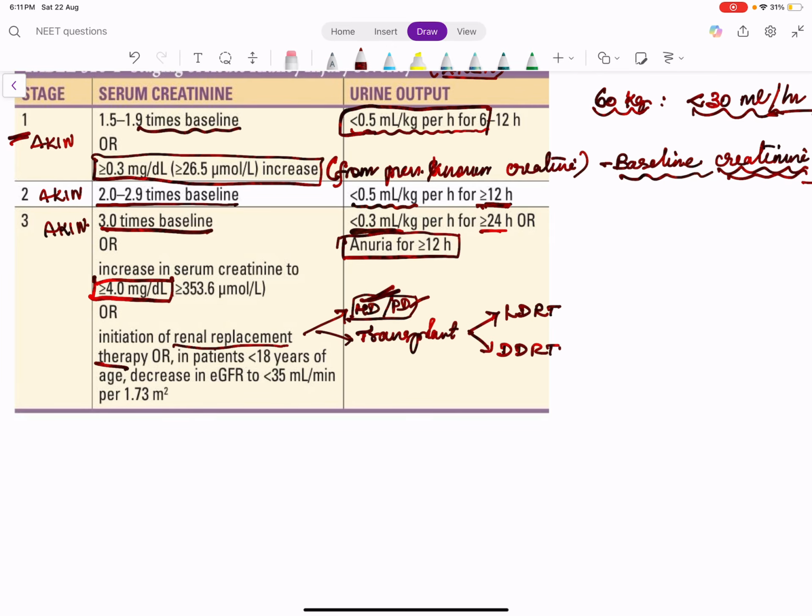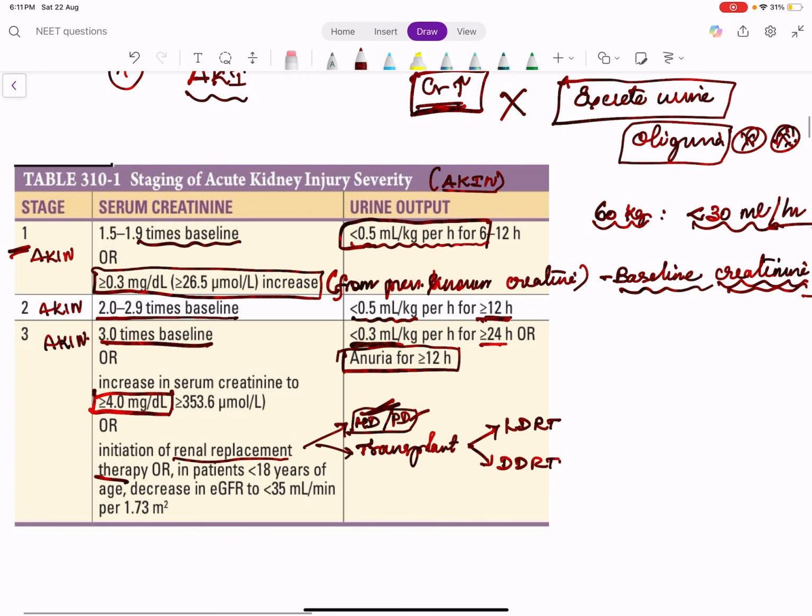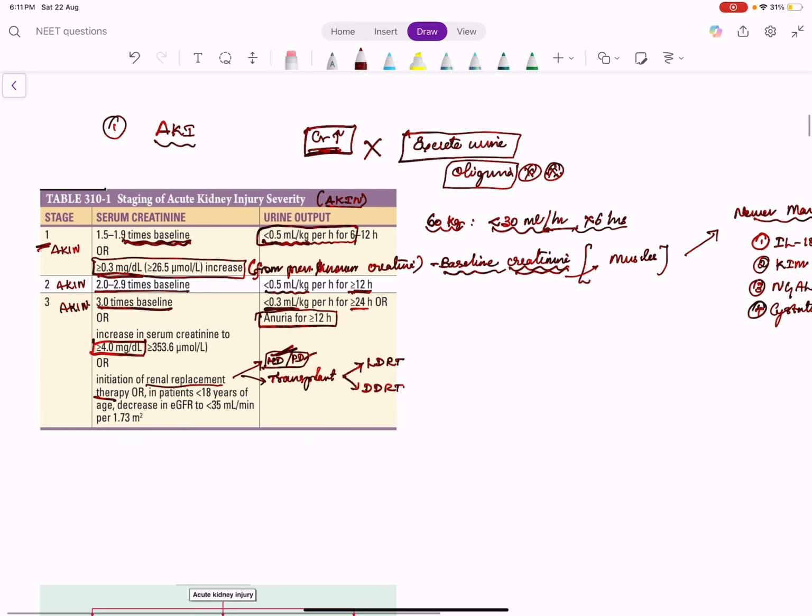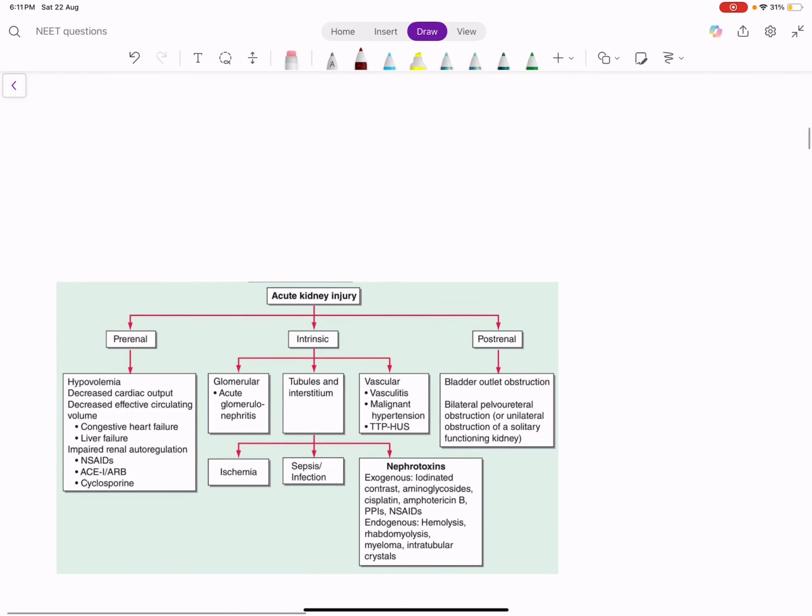Okay, so even if you don't remember the absolute values for AKIN 1, 2 and 3, it is enough to know that oliguria less than 0.5 ml per kg per hour for 6 hours, or more than 0.3 milligram per deciliter rise in creatinine, or a 1.5 to 1.9 times rise from baseline. These three classify as acute kidney injury. So this is the definition of acute kidney injury.